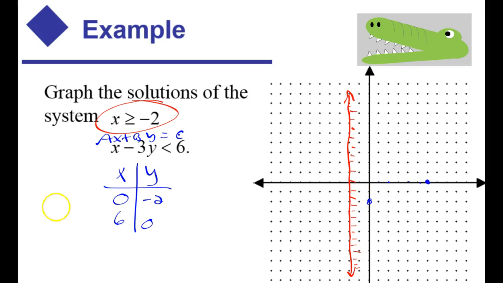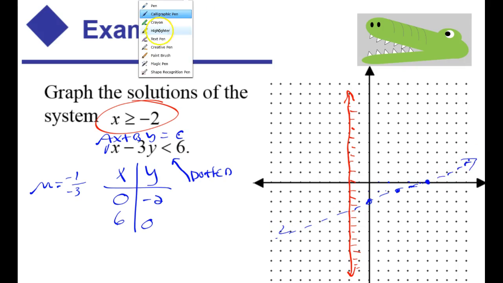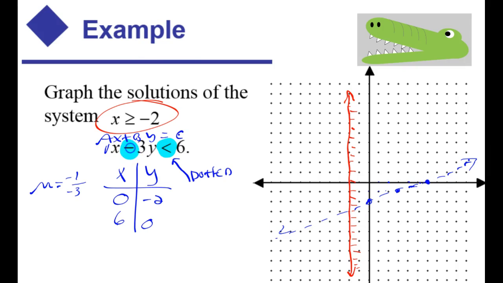I should probably find my slope is equal to negative a, which is a 1, over the b value. So I know that the slope is 1/3, so I could rise 1 and run 3 and find several more points. I know that this is going to be dotted because there is no line underneath. And I'm going to shade, it looks like I should shade below because this is a less, but because that's negative, I'm actually going to shade above this blue line. So again, I would encourage just little alligator teeth above.